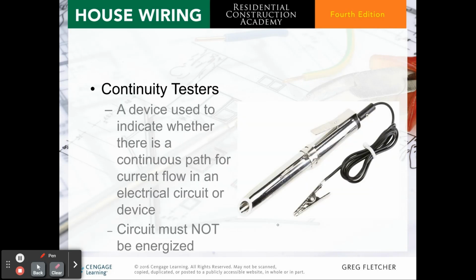Continuity testers are devices used to indicate whether there's a continuous path for a current to flow in an electrical circuit or device. While using this, the circuit must not be energized. You can't have power run to it.